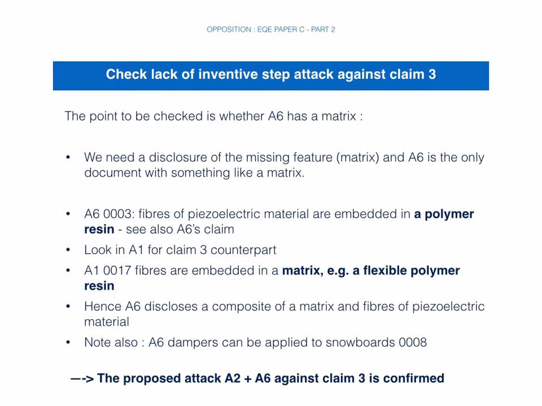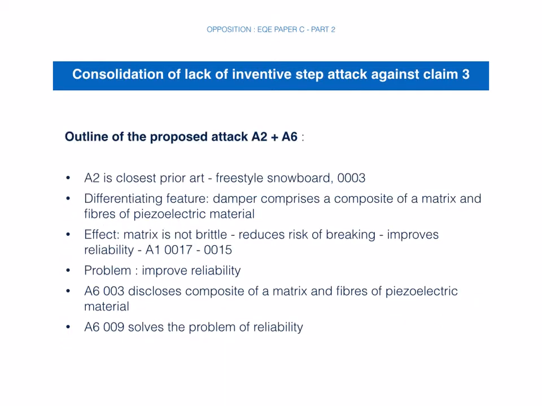See also A6's claim. Then I look at A1 for the claim 3 counterpart, and in A1 paragraph 17 I find that fibers are embedded in a matrix, e.g. a flexible polymer resin. Hence there is an equality there. A6 discloses a composite of a matrix and fibers of piezoelectric material. So the proposed attack A2 plus A6 against claim 3 is confirmed. Let's now outline this attack.